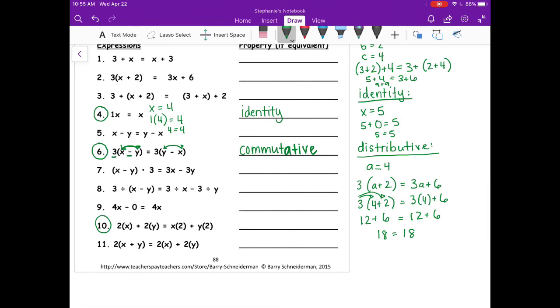Let's look at number 10. 2x plus 2y equals x2 plus y2. This is a little confusing too, but I think that it's doing the same thing as the other problem, just switching the numbers around. So it would be the commutative property again. Have fun finishing your worksheet.